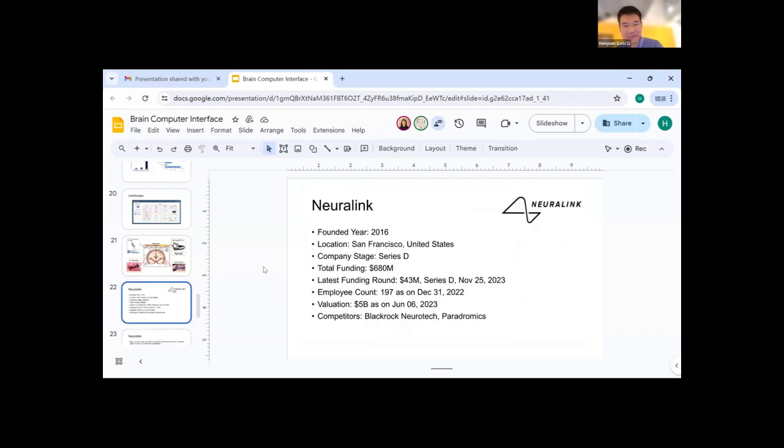Then I will introduce Neuralink in detail. So Neuralink was founded in 2016 and it's in San Francisco.